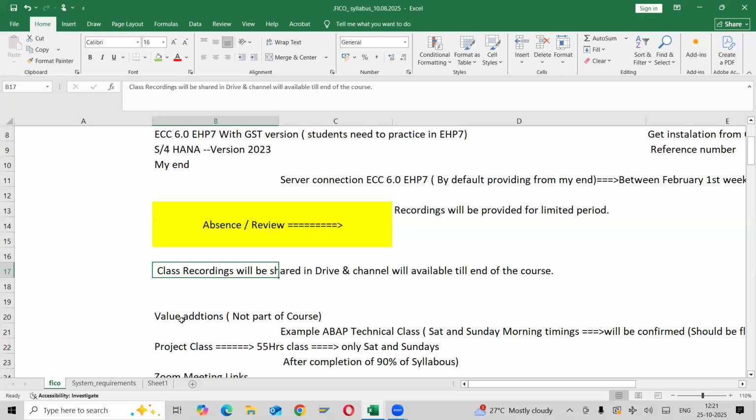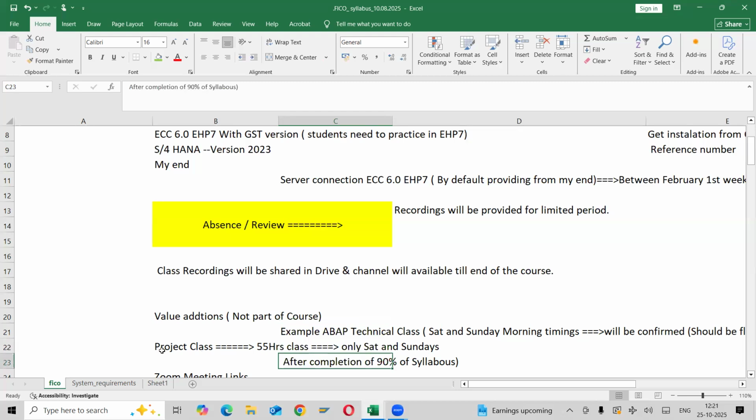And value additions, again, I'm reiterating for everybody's benefit, which are not part of the course. We are taking the example of ABAP technical classes, which is not part of it because ours is only functional. But we are covering ABAP technical classes, right? A few sessions I will take and a few sessions an external faculty will come and take on the technical part, right? What the timing would be and all those things we will discuss. So this would be additional.